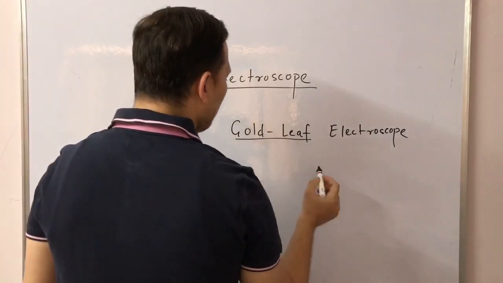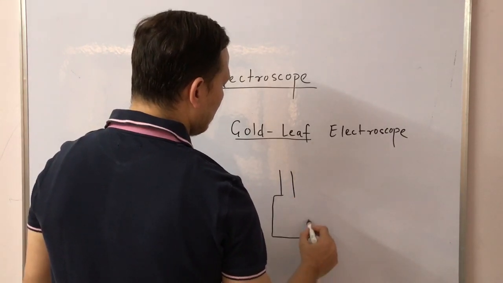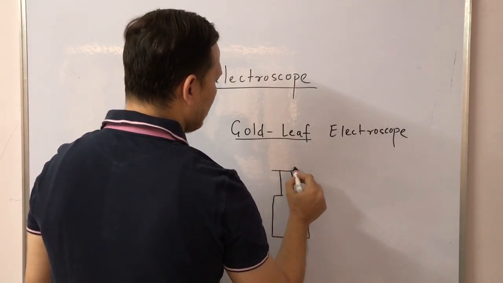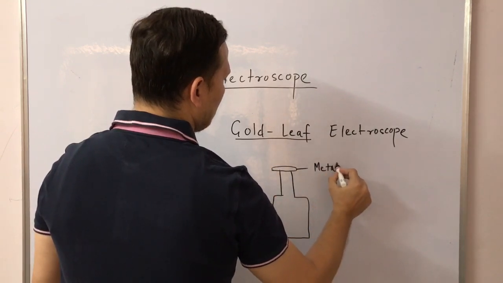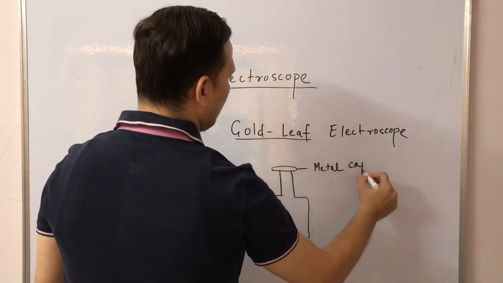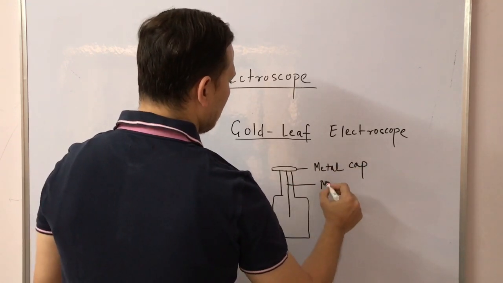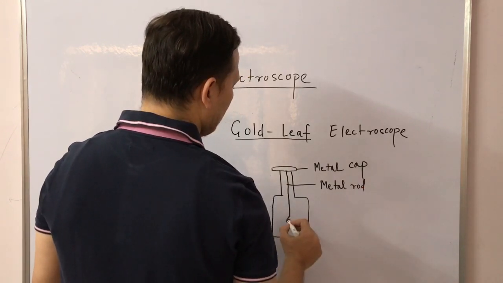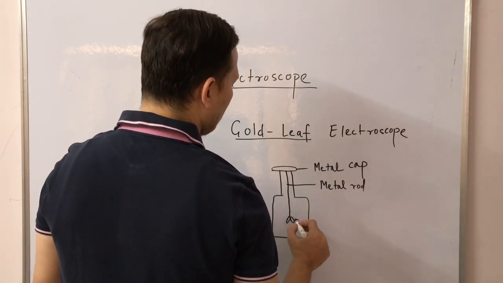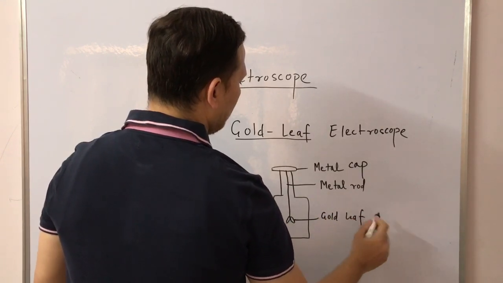Now in a gold leaf electroscope, if you see, it is inside a glass jar. Here we have a metal cap, and this cap is connected with a metal rod, and here at the end of the rod we have a gold leaf.